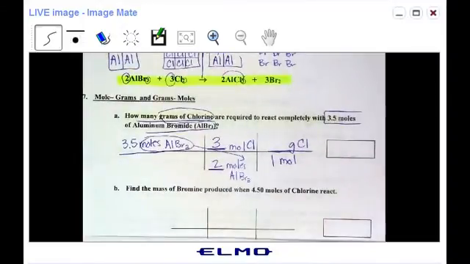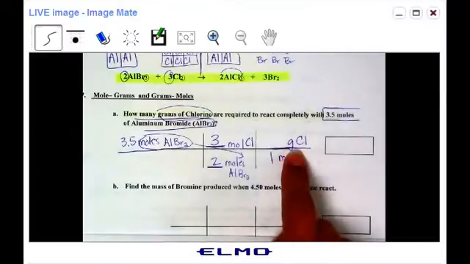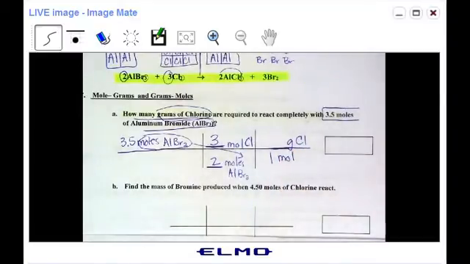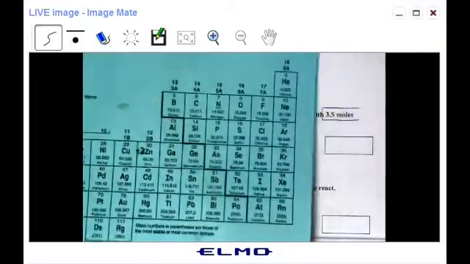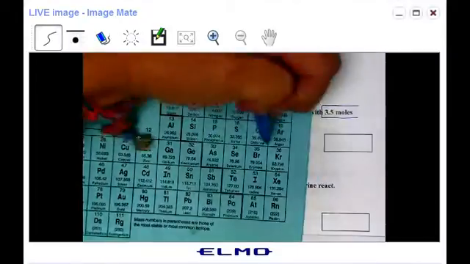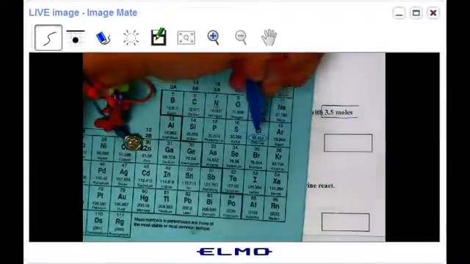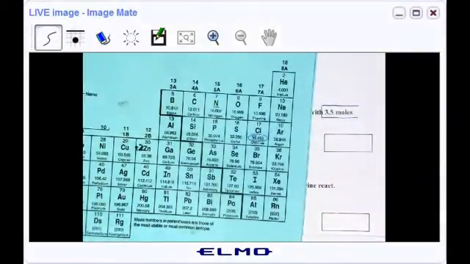Now to solve for this, last, I need to get the grams of chlorine. You're going to have to look at your periodic chart. To find the grams of chlorine, you're looking for the number underneath chlorine, 35.45.